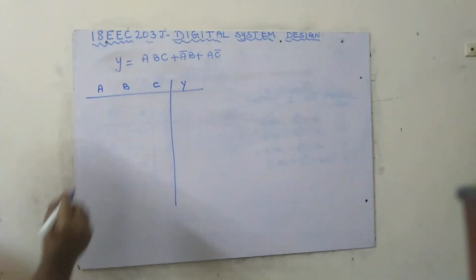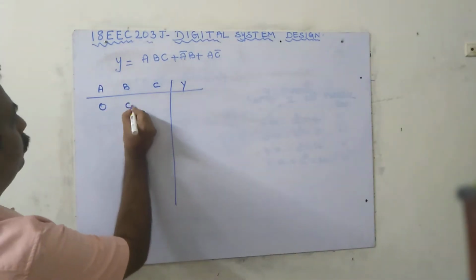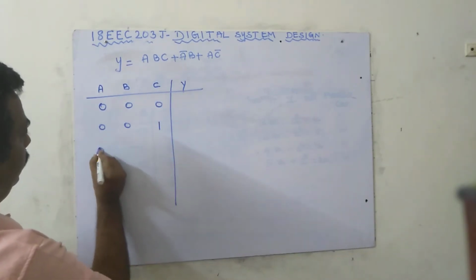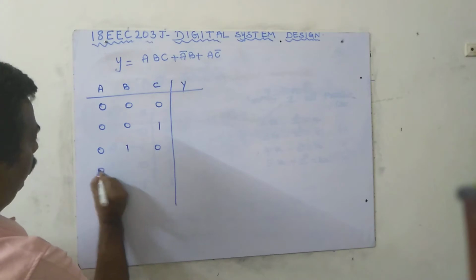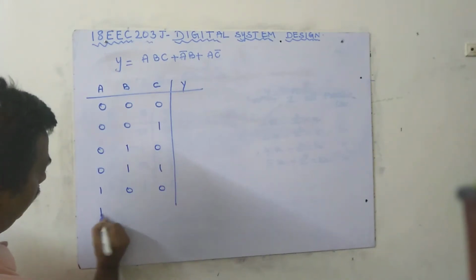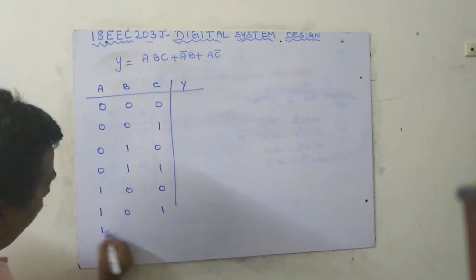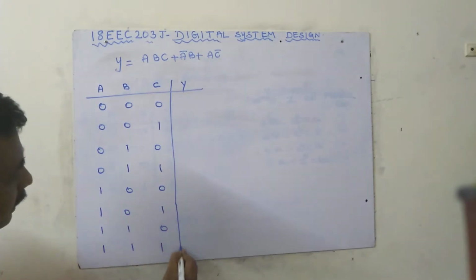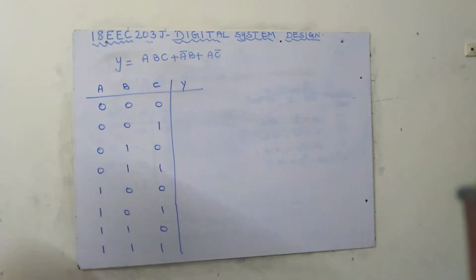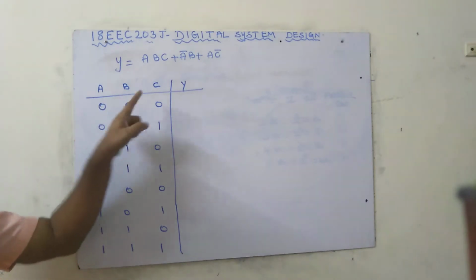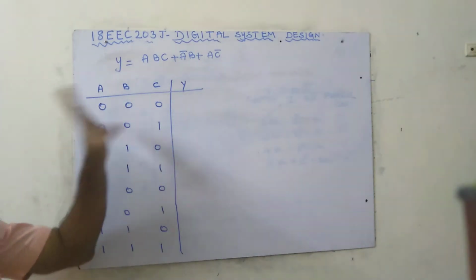So how to write the 8 all possible combinations? 0, 0, 0, next is 0, 0, 1, 0, 1, 0, 0, 1, 1, 1, 0, 0, 1, 0, 1, 1, 1, 0, 1, 1, 1. These are all the possible combinations. Apart from this, you cannot get any other combination. A, B, C can have only these 8 possible combinations.